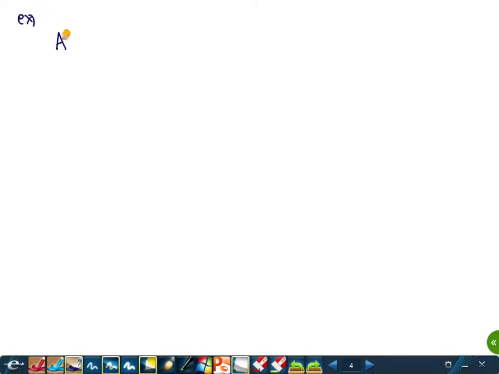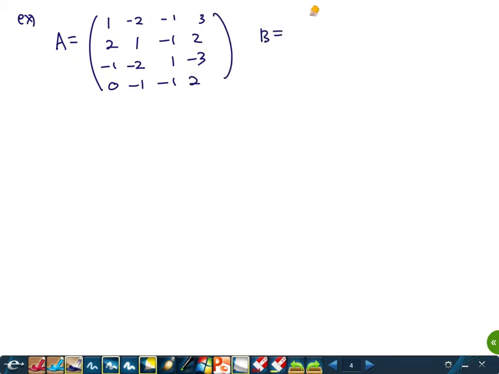A is this 4x4 matrix. 1, minus 2, minus 1, 3. 2, 1, minus 1, 2. Minus 1, minus 2, 1, minus 3. 0, minus 1, minus 1, 2. And B here, the first one, is just this. Now you see there are no zeros here in the center. So it should be okay.